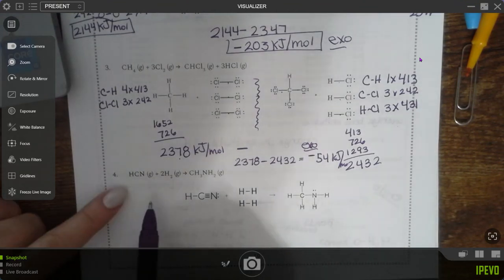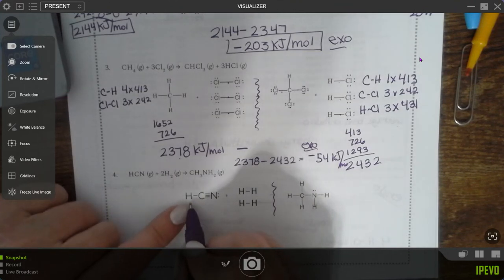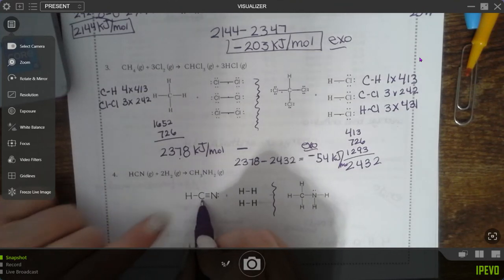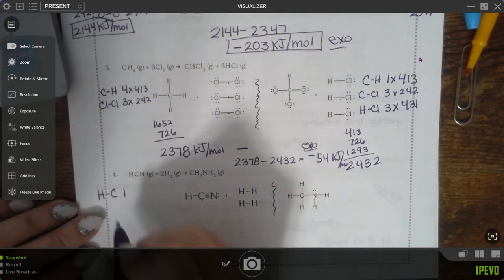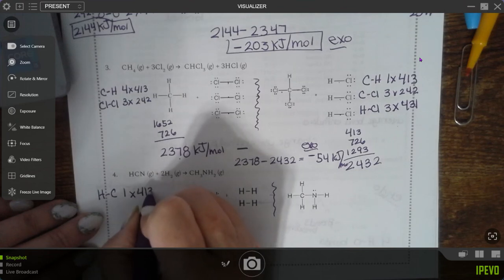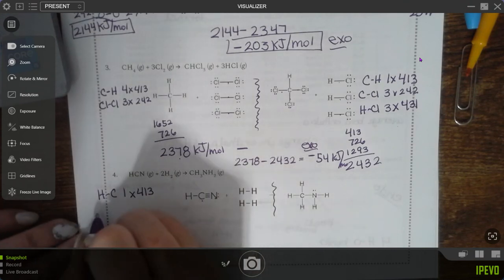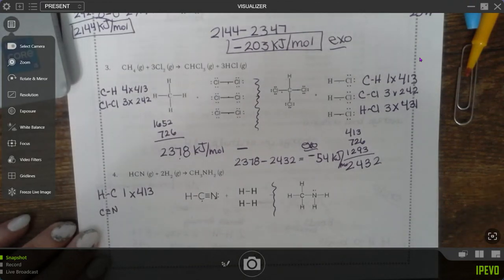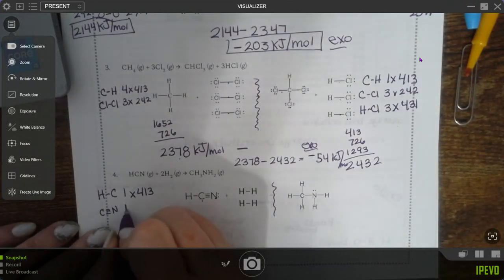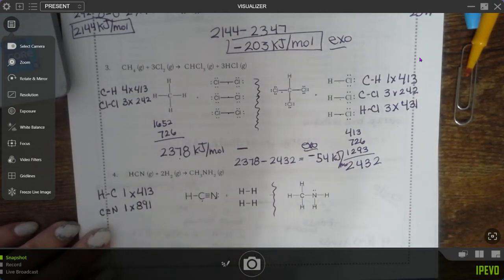Okay, let's see. Here's my dividing line. On this side, I have a hydrogen-carbon bond. And I should get to know this number, right? We keep using it, 413. Then I have a carbon-nitrogen triple bond. So you want to make sure on the table that you're looking for the triple bond. We have one of those, and the energy is 891 kilojoules. It's much harder to break a triple bond than it is a single bond.